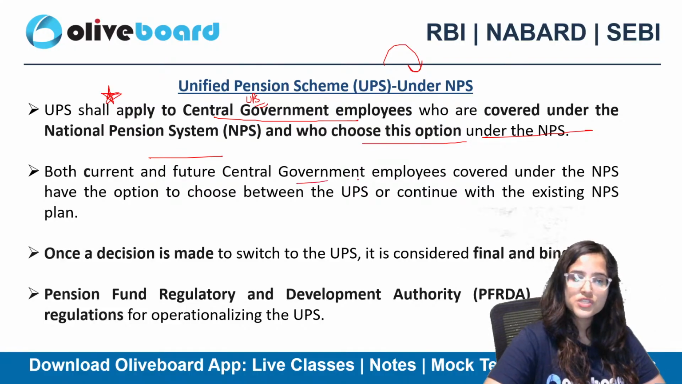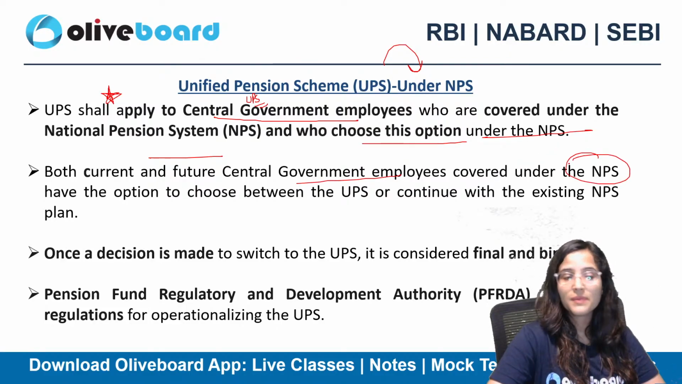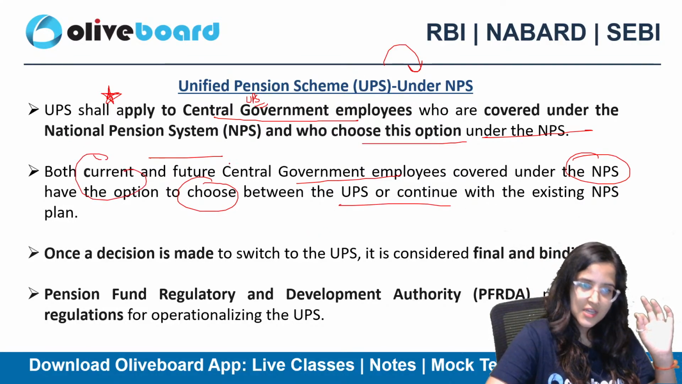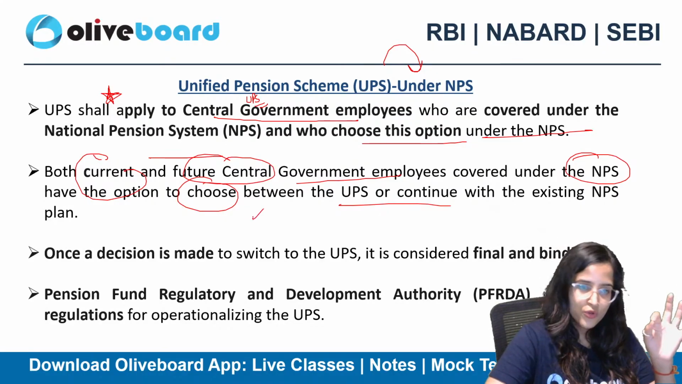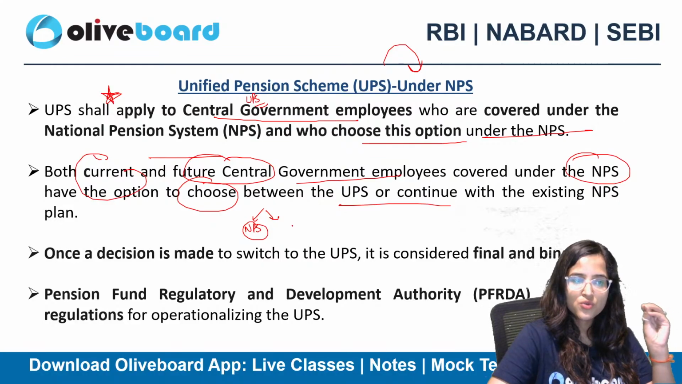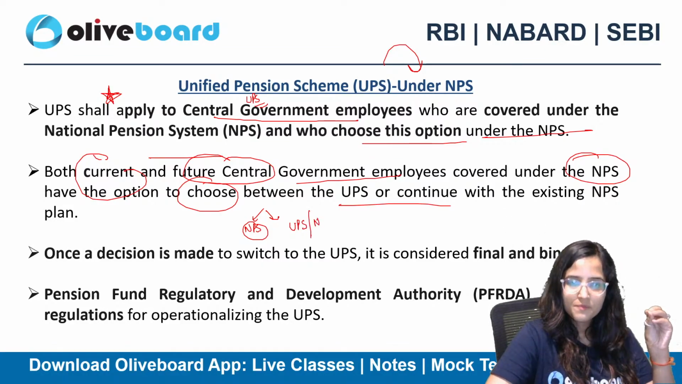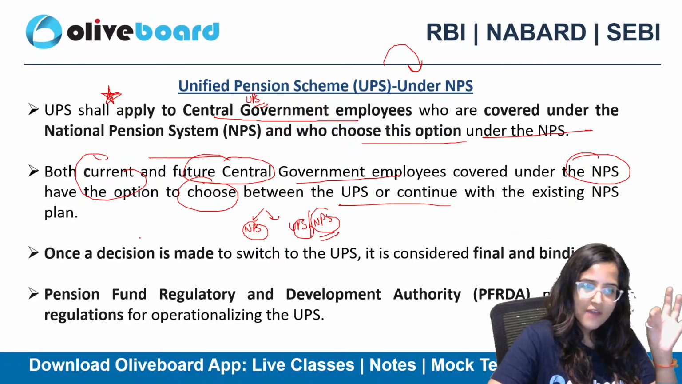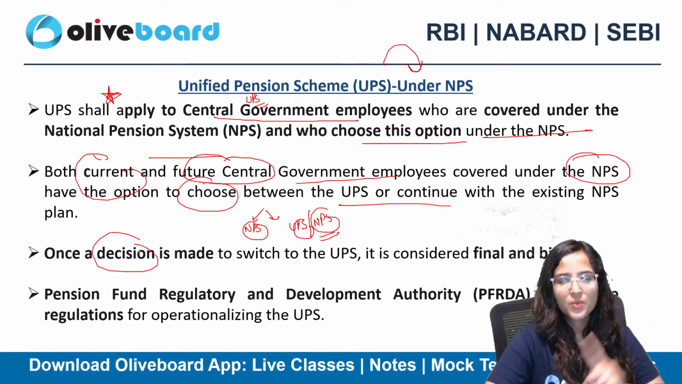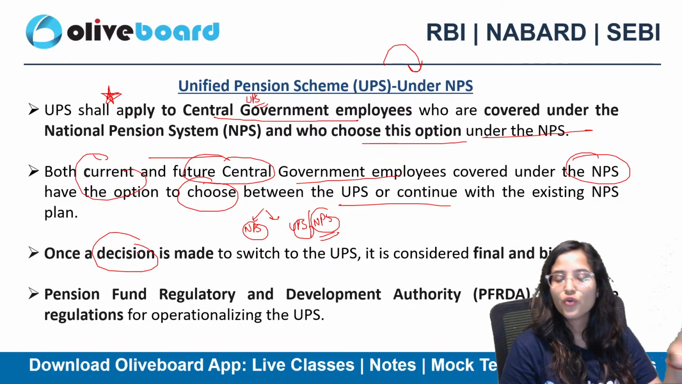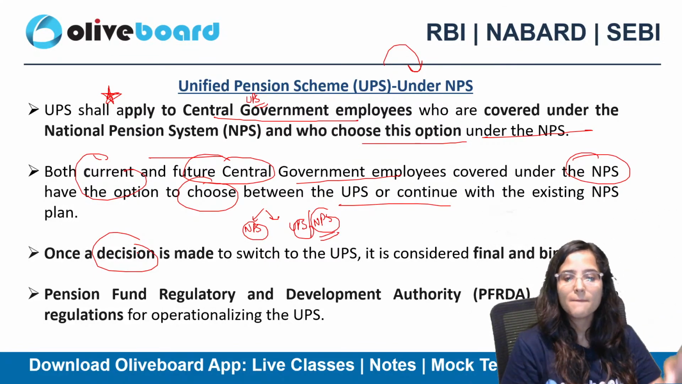Both current and future central government employees covered under this NPS have the option to choose between UPS or continuing with the existing NPS. They are going to have this choice whether they want to continue with the existing NPS or switch to UPS. Okay? Once they have decided, there's no turning back. Once you've decided whether you want to go with NPS only or switch to UPS, there's nothing going back. This is going to be final. This is going to be binding.